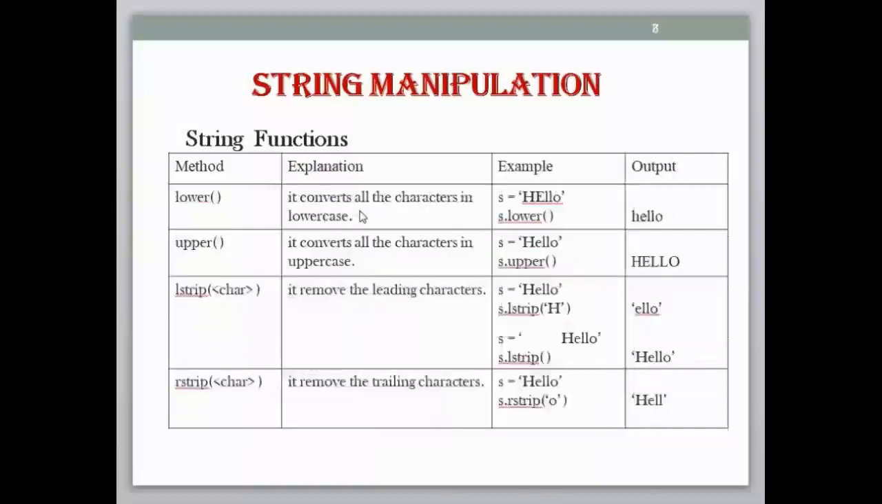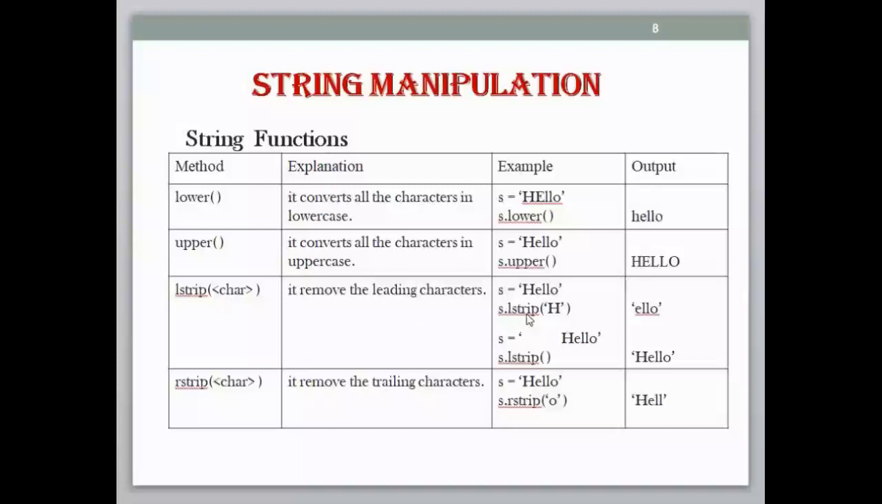Lower converts all the characters to lower case. Suppose you have this kind of string and you apply S dot lower, it will convert all the characters in the string to lower case. Same with upper. It converts all the characters to upper case. So if you have a string like this and you apply S dot upper, it will convert the string into uppercase. Lstrip, it removes the leading characters.